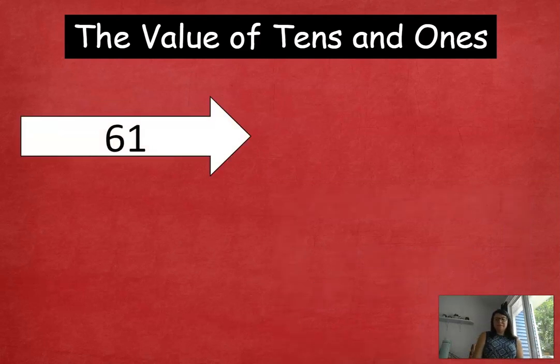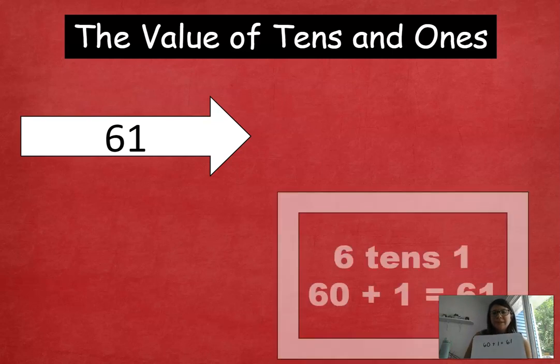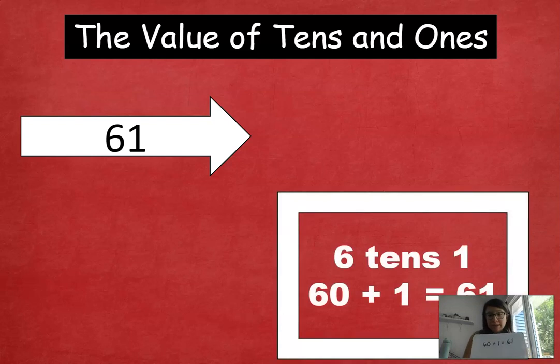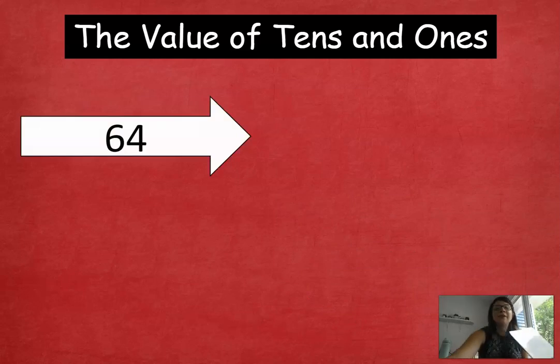61. Value of my 10s plus my 1s. Ready? Okay. So I heard 61. So the value of my 10s is 60. 6 10s plus 1 equals 61. 6 10s 1 is how we would say it the say 10 way. 60 plus 1 equals 61. Good job. Try the next one.